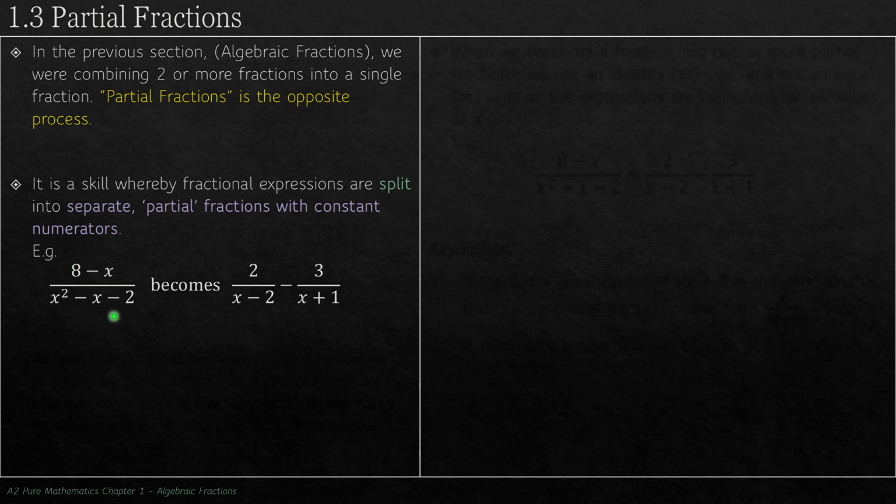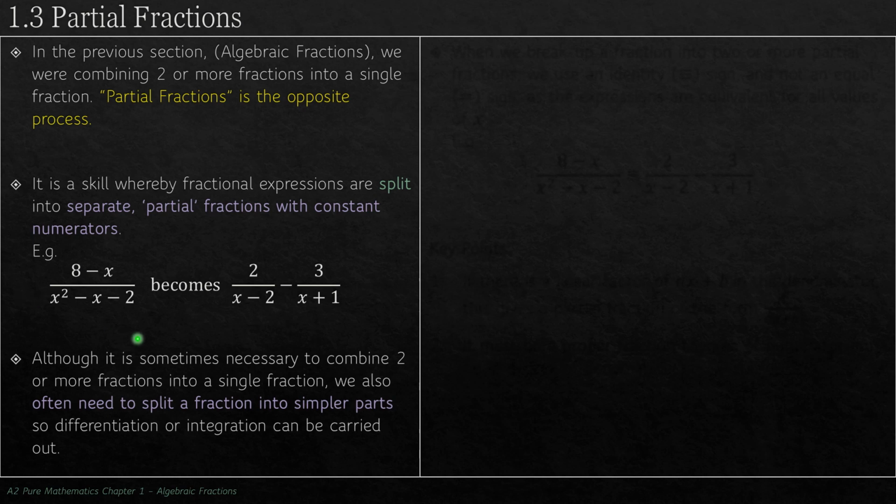This is what we call a proper fraction or a proper algebraic fraction, because the degree of the numerator, which is the highest power of x in the numerator, in this case 1, is less than the degree of the denominator. And in this example, this denominator has a degree of 2.